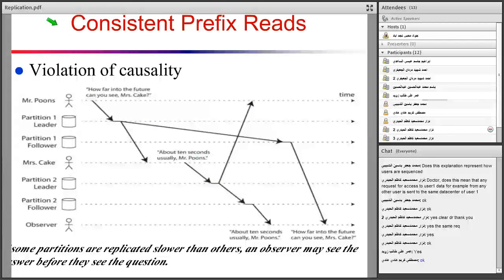Another challenge is consistent prefix reads. I'm going to talk about a violation of causality.